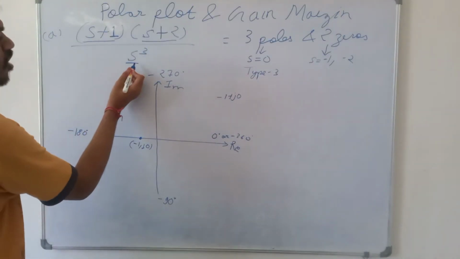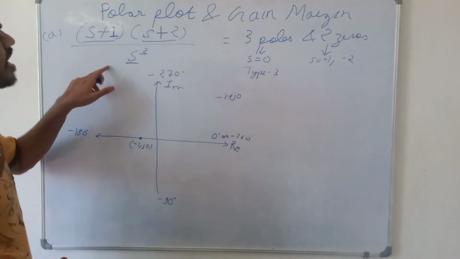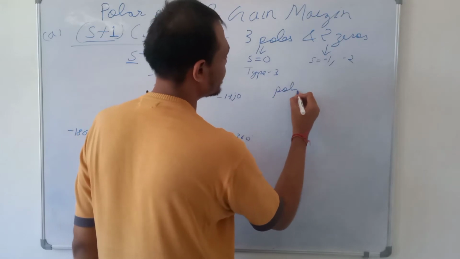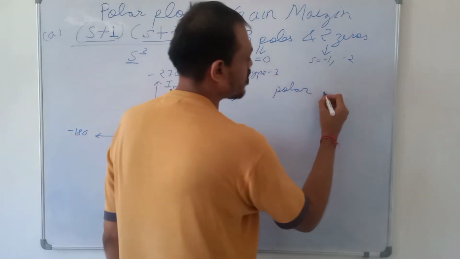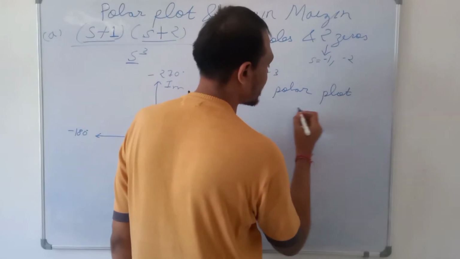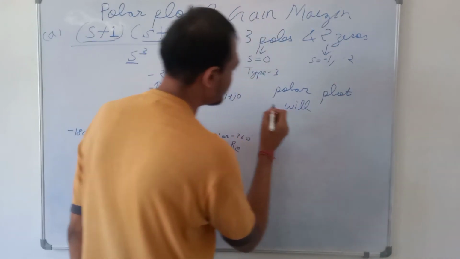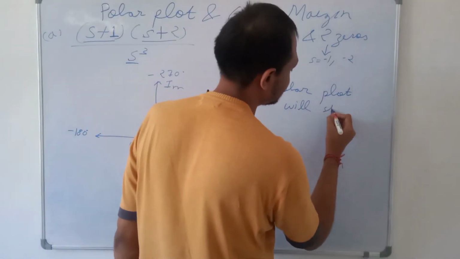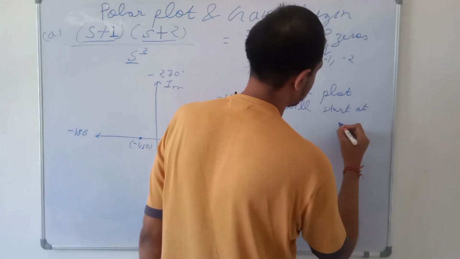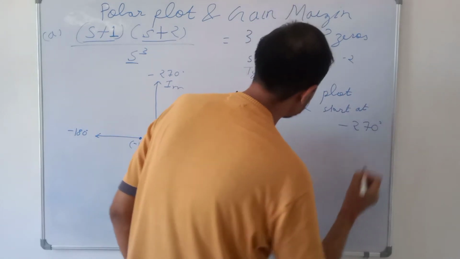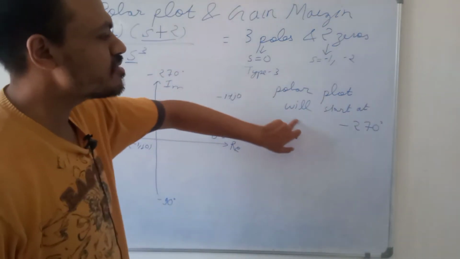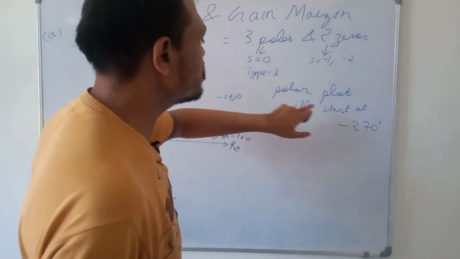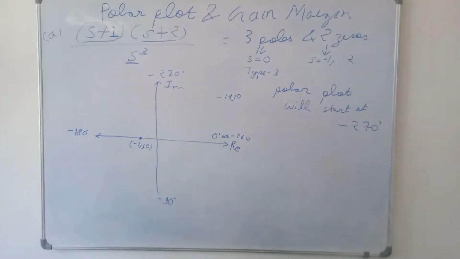Now each pole will contribute minus 90 to the polar plot. So there are 3 poles at s equal to 0, so the polar plot will start at minus 270 because each pole will contribute minus 90. If suppose here there was s square, then the polar plot would start at minus 180. But this is s cube, so there are 3 poles at s equal to 0, so the polar plot will start at minus 270 degree.